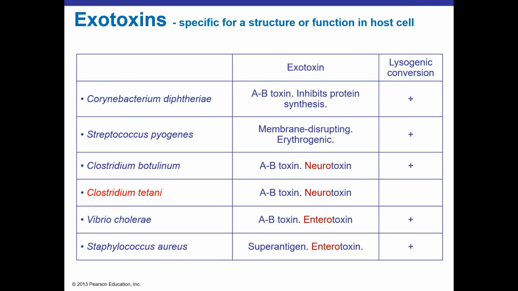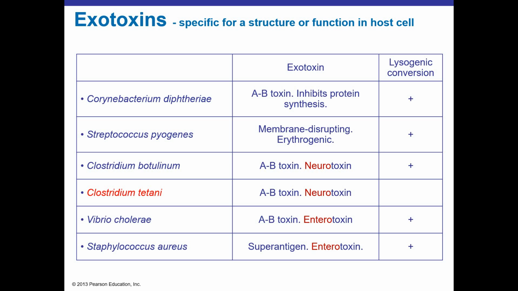If we look at the exotoxins, they are specific for a certain structure or function in the host cell. So when naming these, we see things like the toxin from Clostridium botulinum and Clostridium tetani. Those are referred to as neurotoxins because Clostridium tetani causes everything to go into a spasm, so everything contracts, whereas Clostridium botulinum, a neurotoxin, causes flaccid paralysis. Other ones we see are Vibrio cholerae and Staph aureus causing staphylococcal food poisoning. Those are referred to as enterotoxins because they are working on the GI system.